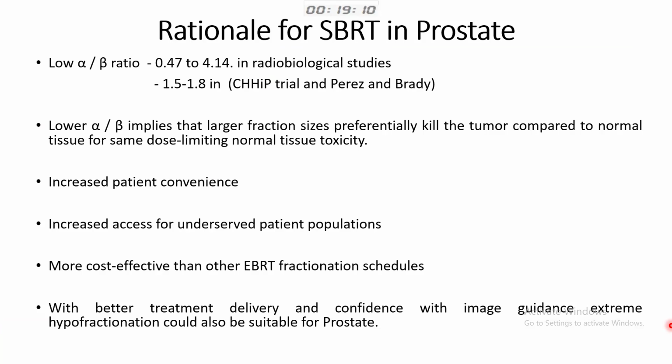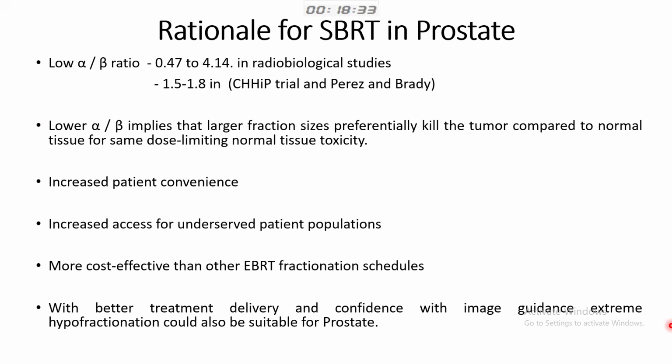And in literature, it ranges from 0.47 to 4.14. So what does it mean actually? A lower alpha by beta ratio basically means that if we use a larger fraction size, then it is going to kill the tumor cells more as compared to the normal tissue cells for the same isoeffective normal tissue toxicity. So that is the main reason why it is being thought that if we use larger fraction size, and especially in cases of prostate, then it would benefit the patients more.